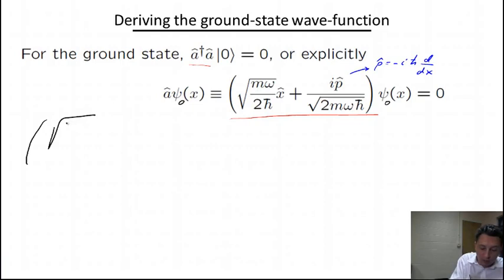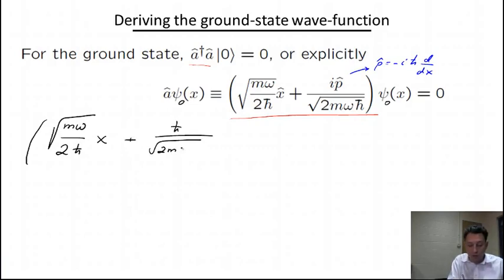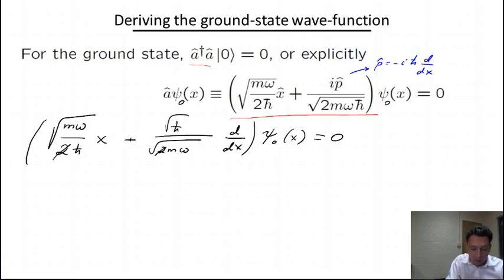We'll have the square root of m omega over 2 h bar times x, plus h bar over 2 m omega h bar in the denominator, times d over dx, which is coming from this momentum operator. And this acts on psi naught, and this whole thing must be equal to 0. Here I'm going to simplify this a little bit. I'm going to put the square root on top and get rid of the factor 2.